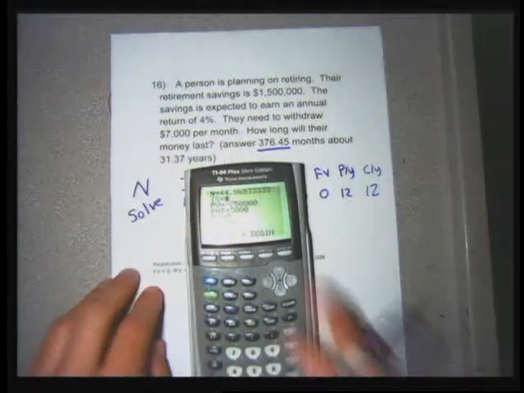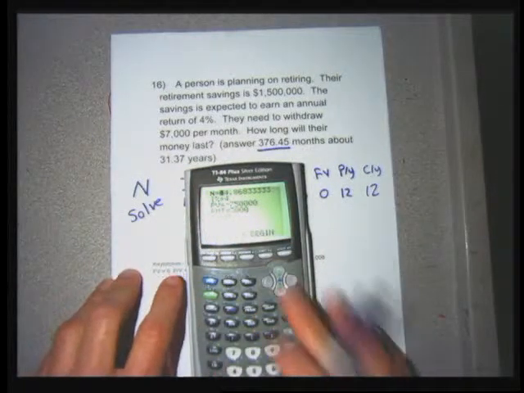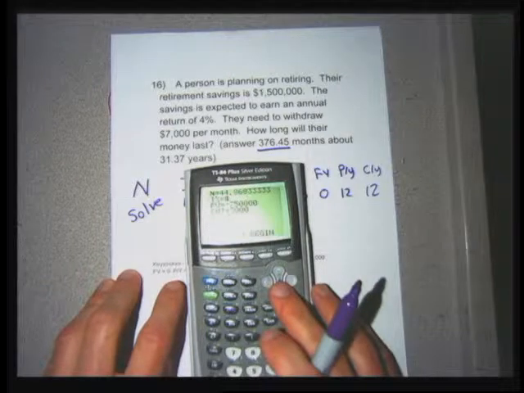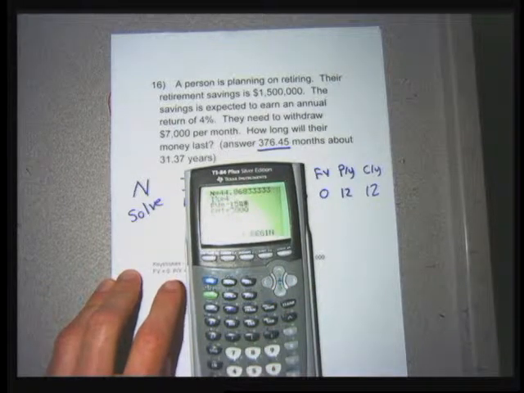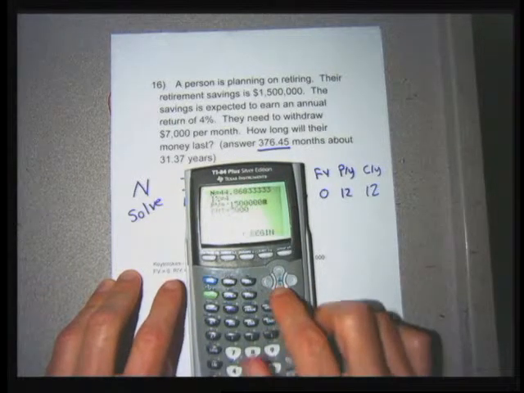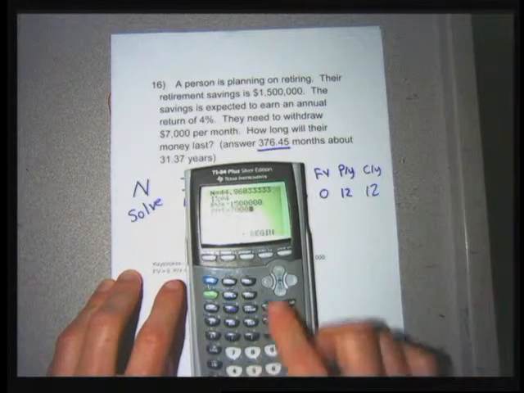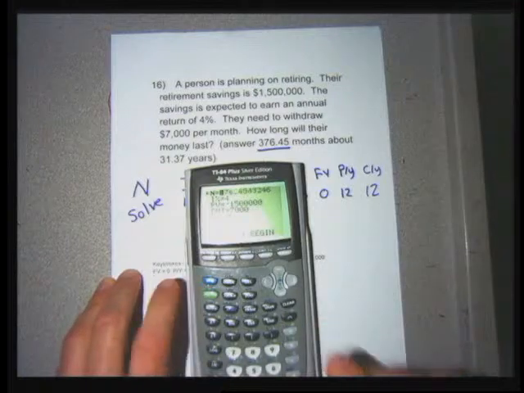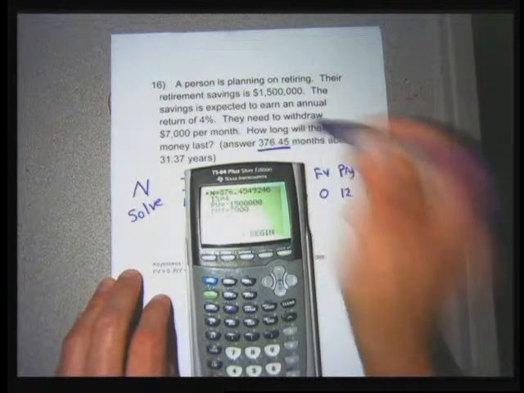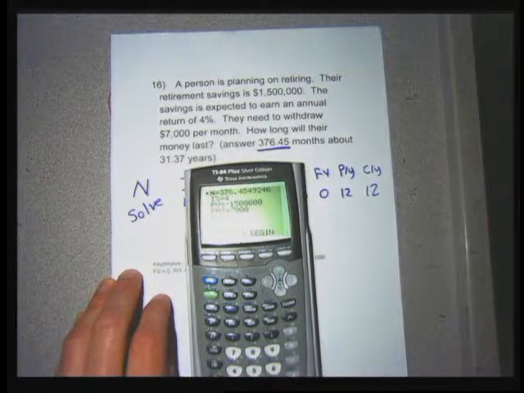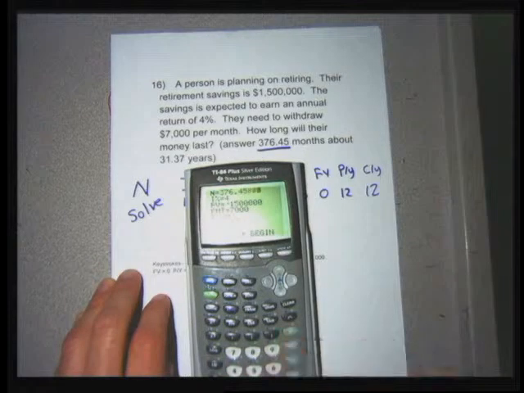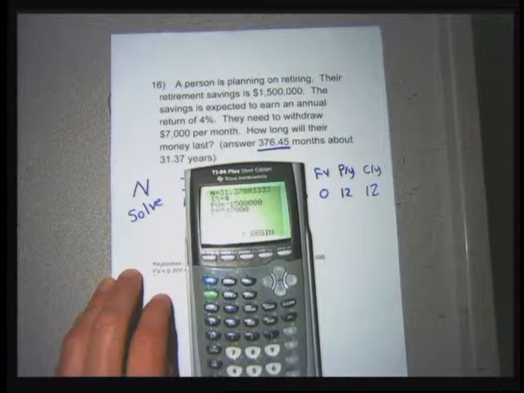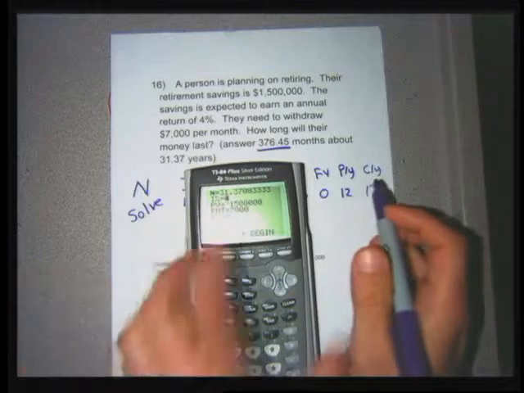So when I enter these values, and for the N I'm solving for, the I is 4%. The PV is a lot of money, $1.5 million. Pulling out $7,000 per month. Everything else looks good. Go up to N, alpha, and enter. I get 376 months. If I take this 376.45 and divide it by 12, I'll get 31.37 years.